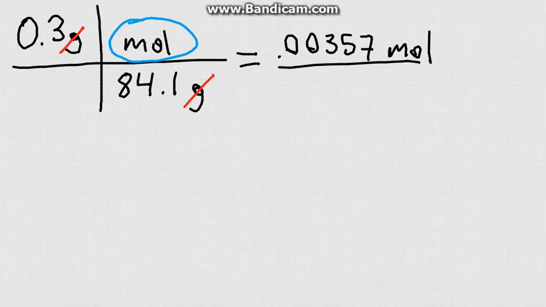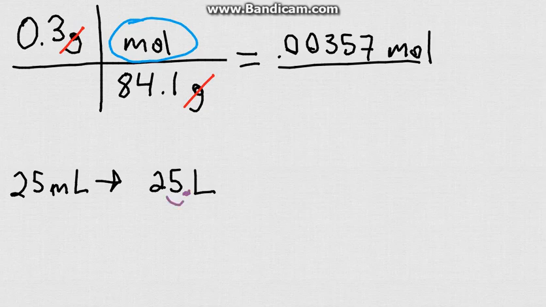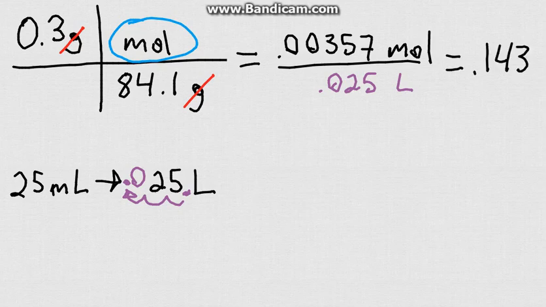We then have to go ahead and divide that by 25 milliliters, which if we remember, to convert into liters, since there's 1,000, we just take the position of the period and we move it over 3 spots. So 1, 2, 3, which means we need another zero and another period. So we divide by 0.025 liters, and that gives us our molarity, which is 0.143 moles per liter, or 0.143 molar.